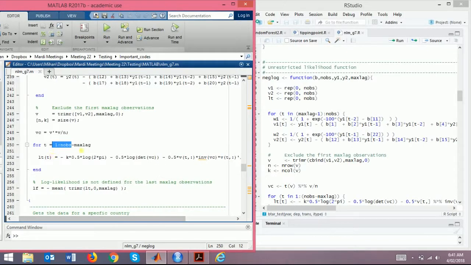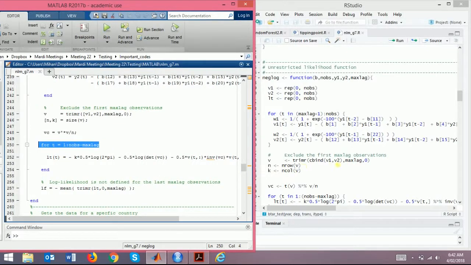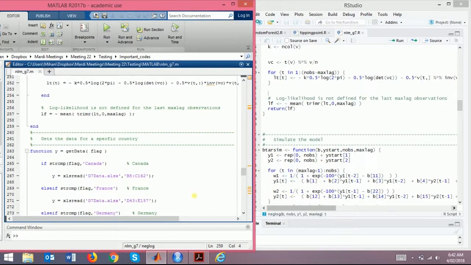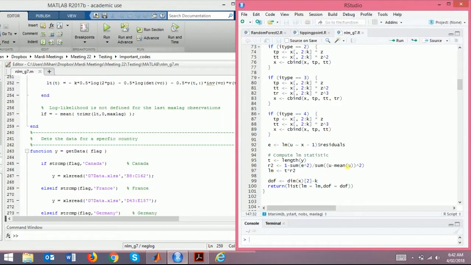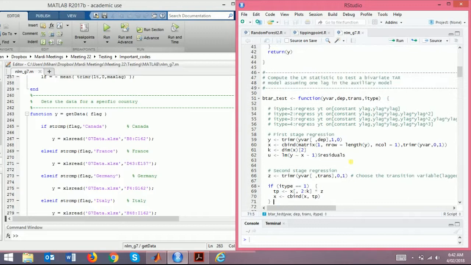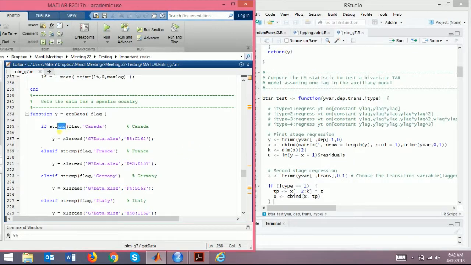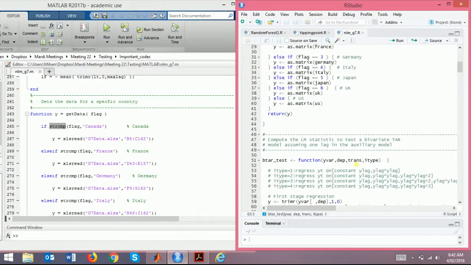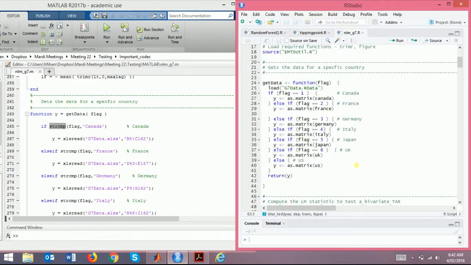Just something to memorize in this stage. I have no explanation. It's not currently being able to produce. So we have the log likelihood function, then getting the data. And so we introduce something called flag. We have already done that so many times. strcmp, I'm not sure what strcmp is, I have never seen this. Okay, let me find it out.